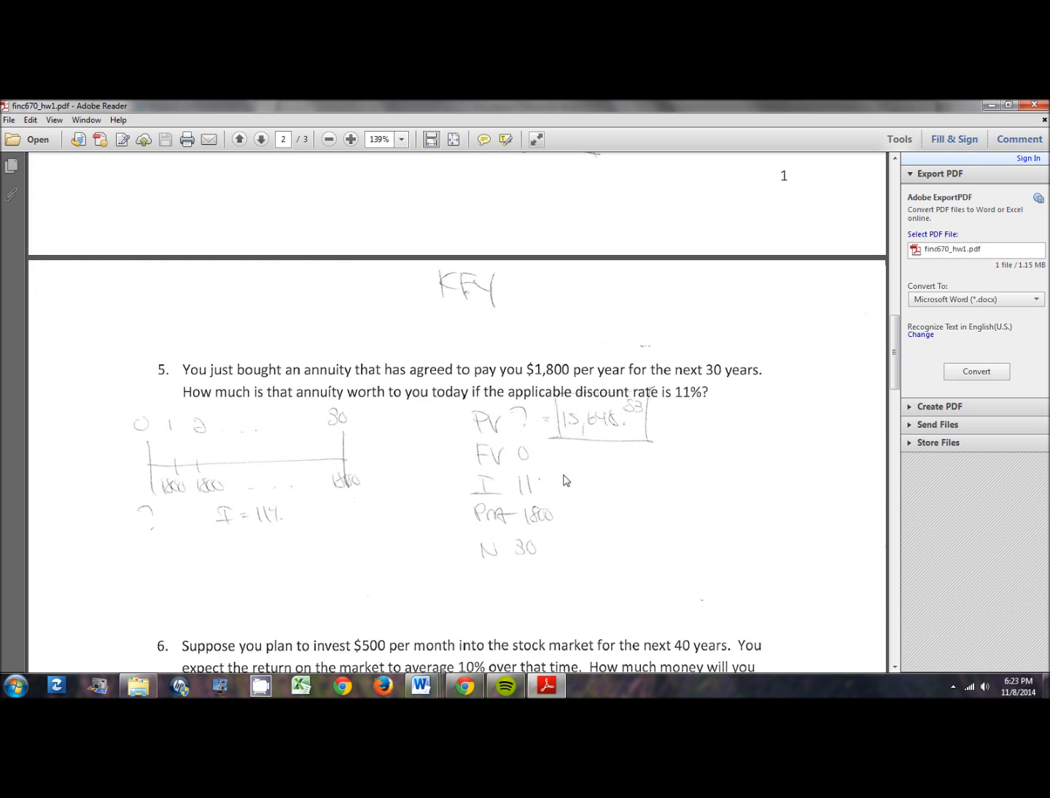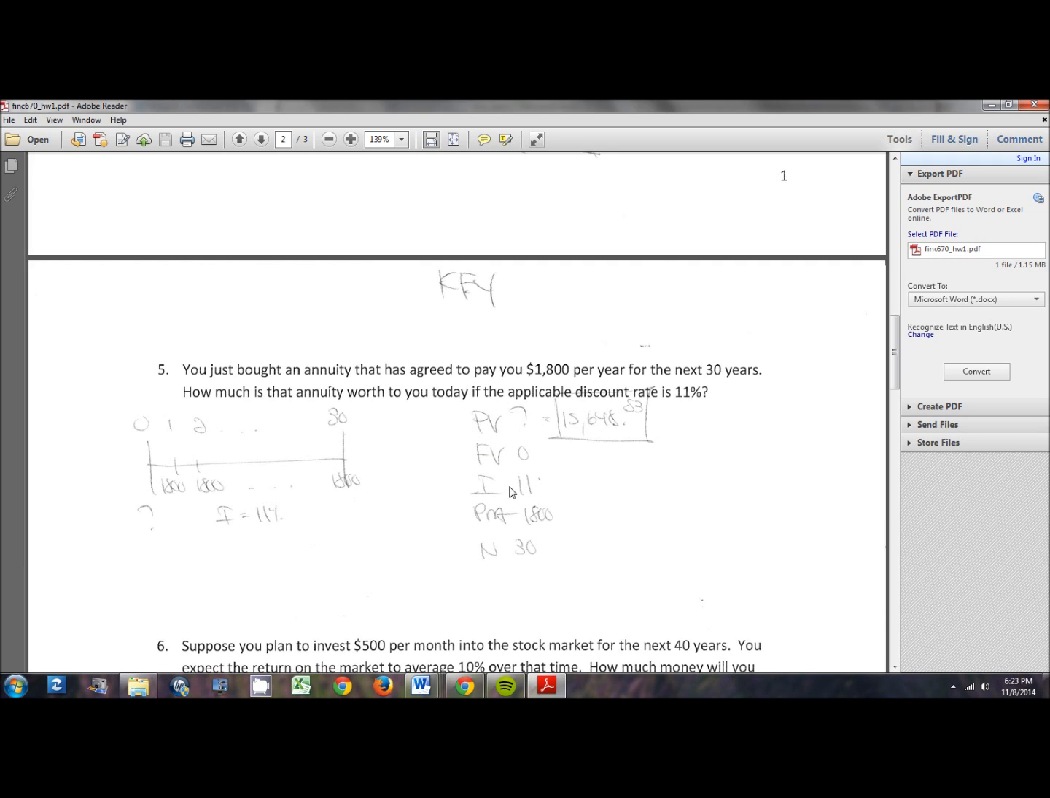Future value is 0, just like I introduced to you guys in the time value of money basics videos. My interest rate is 11, my payment is 1800, and my N is 30. So it's a pretty simple calculation. The only other thing that I wanted to remind you guys of is this. We already saw that present value and future value must have opposite signs in the calculator.